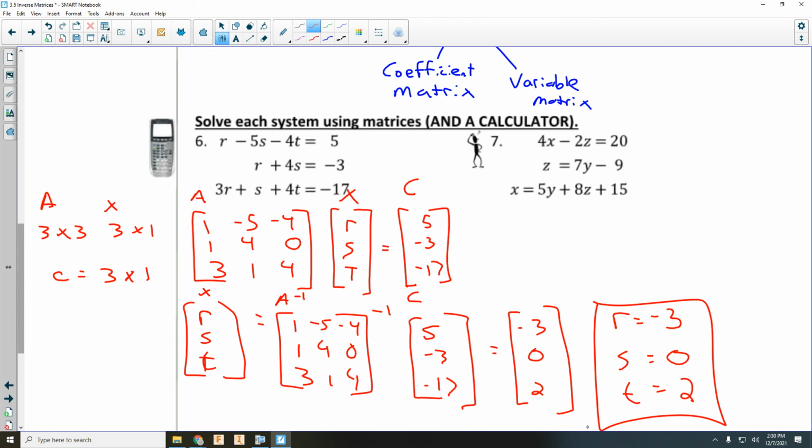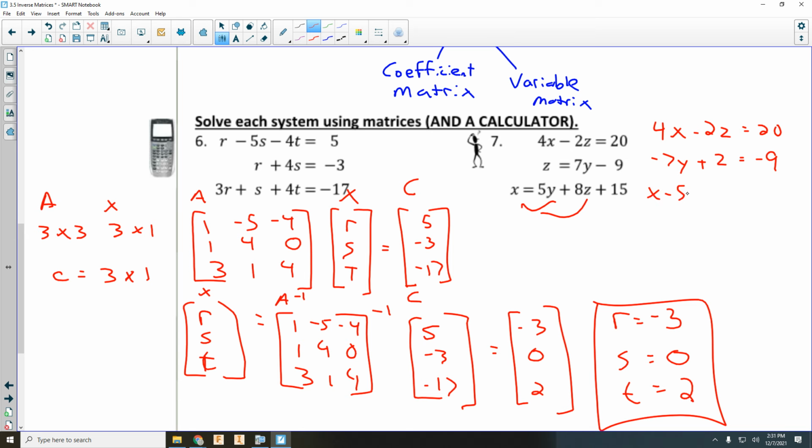Now, big thing is, guys, what do you have to have? You have to have standard form. On these equations, we do not have standard form. We have to reorganize some of our variables. My first equation is okay, right? 4x minus 2z equals 20. My second equation, I would need to subtract the 7y and have -7y plus z equals -9. And my third equation, I need to move both of these over.